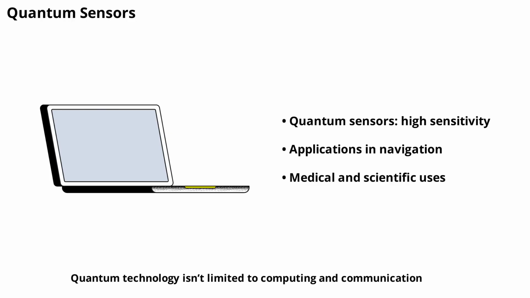Quantum technology isn't limited to computing and communication. Quantum sensors use quantum effects to achieve unprecedented sensitivity in measuring things like time, gravity, and magnetic fields. These sensors could revolutionize navigation, medical imaging, and scientific research.